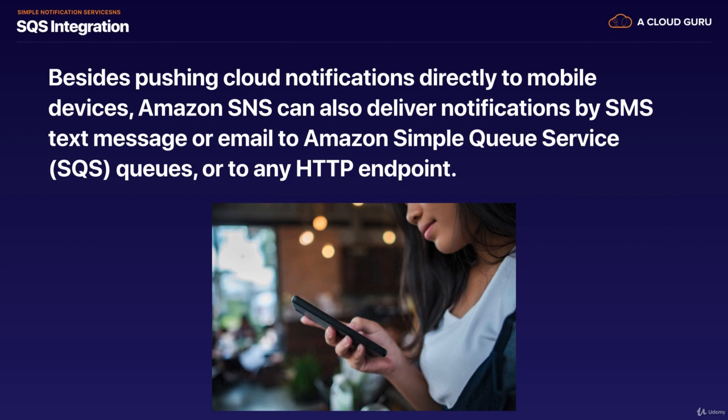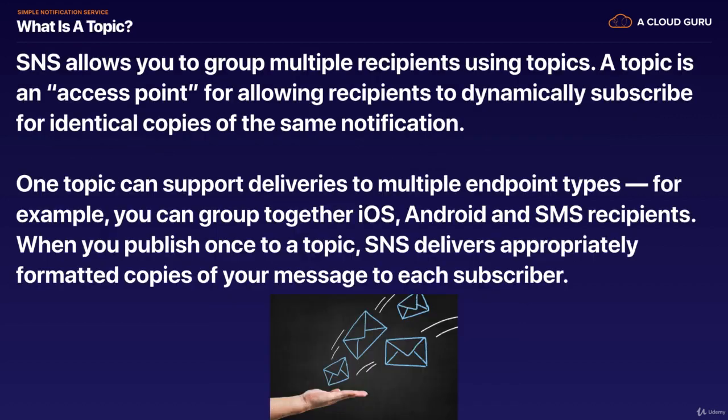And besides pushing cloud notifications directly to mobile devices, SNS can also deliver notifications by SMS text messages or by email to Amazon SQS or to any HTTP endpoint. So it's a way of pushing out information both to mobile devices as well as text messages, as well as to SQS or to any HTTP endpoint. And it basically allows you to group multiple recipients using topics.